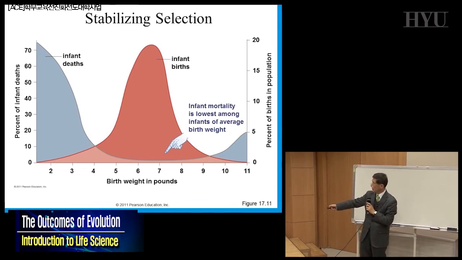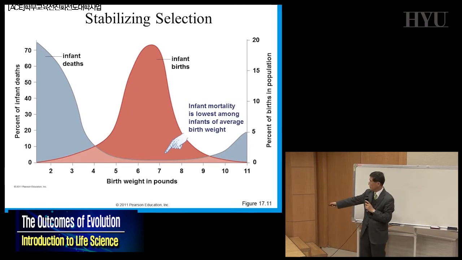This is the birth weight in pounds. How much does a newborn baby weigh? 3.5kg? It's a big baby, kind of big. 3.4kg, 3kg. About 10 pounds is about 4.5kg. This is the weight.